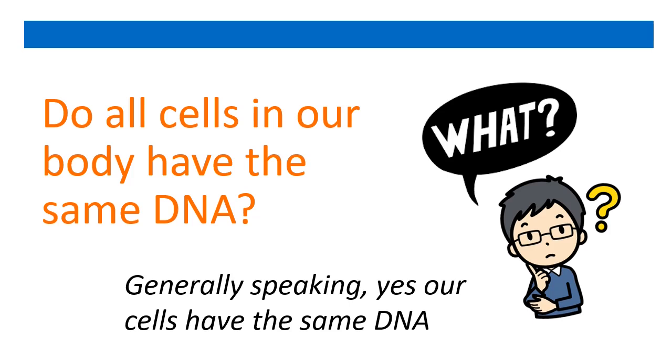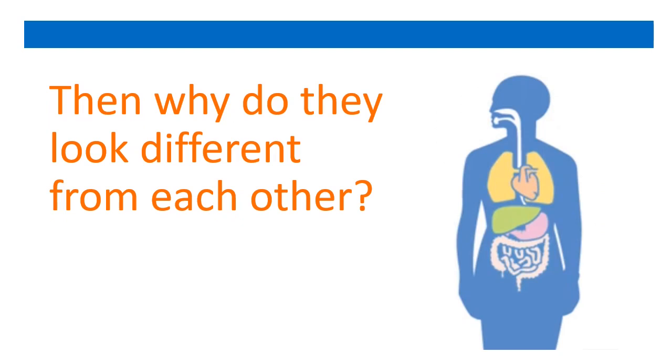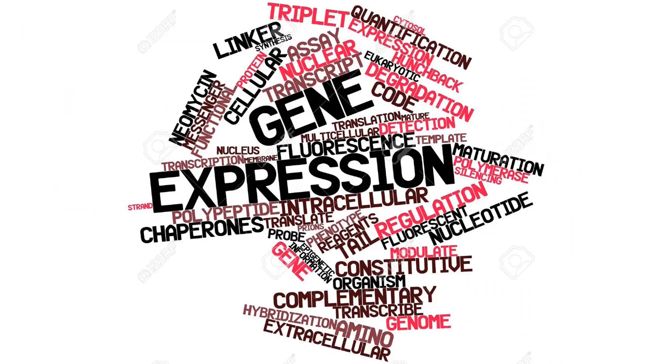And that will lead us to another question, and that question would be, if all our cells in the body would have the same DNA, would have the same blueprint, then why do they look different from each other? Why do eye cells look different from liver cells and liver cells look different from muscle cells? And the answer to that is differences in gene expression.